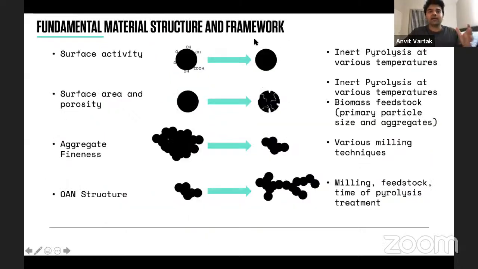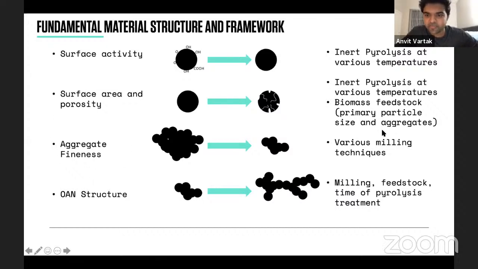So coming back and checking in with all the things that we needed to do, surface activity was tuned by our inert pyrolysis, and by checking at different temperatures, we know that we can drive off these functional groups and make a nice material. And depending on how high your temperature is, you also start making these pores in your material and creating a more favorable material that has higher surface area.